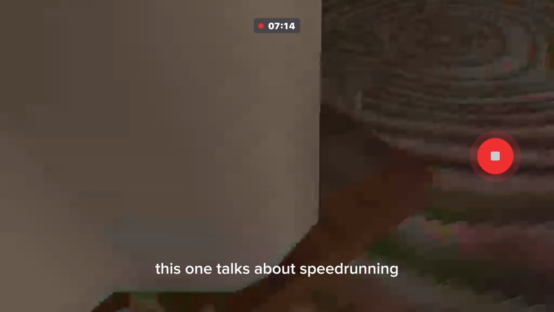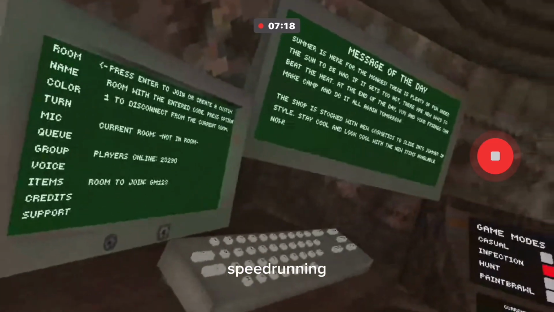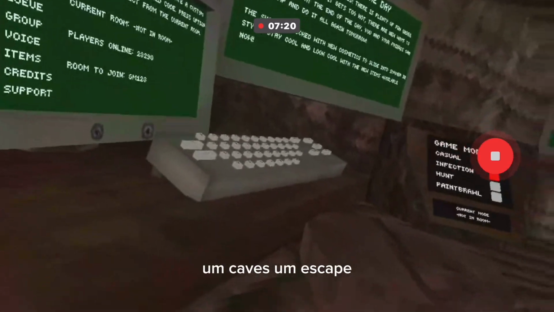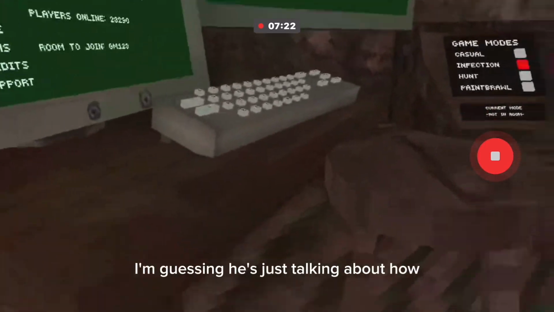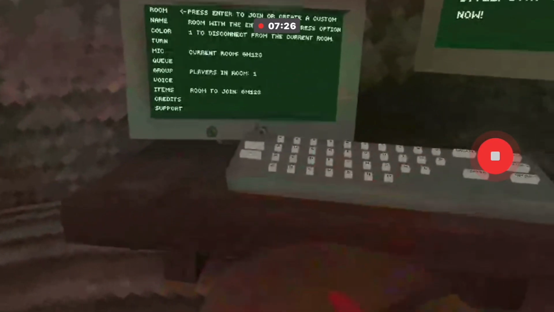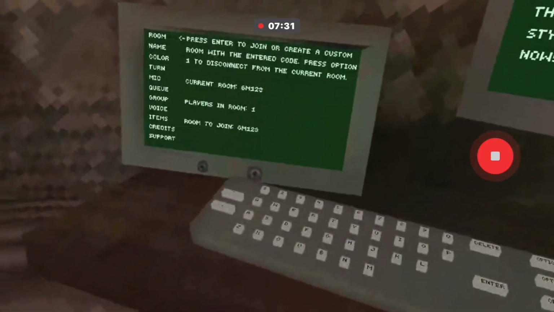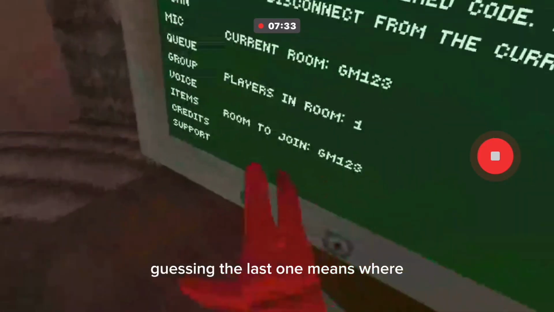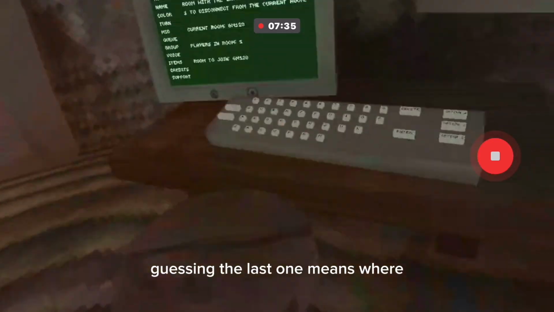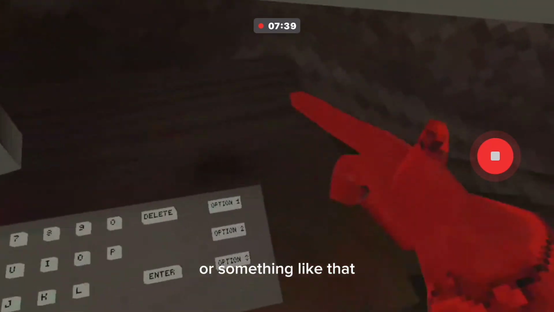This one talks about speedrunning. Speedrunning is talking about, I'm guessing, speedrunning getting tagged. Caves escape, I'm guessing, is just talking about how you used to be able to escape the map in caves. A place in forest and a place in caves, I have no idea, and I gotta go check. Guessing the last one means where both of them were loaded at the same time or something like that.